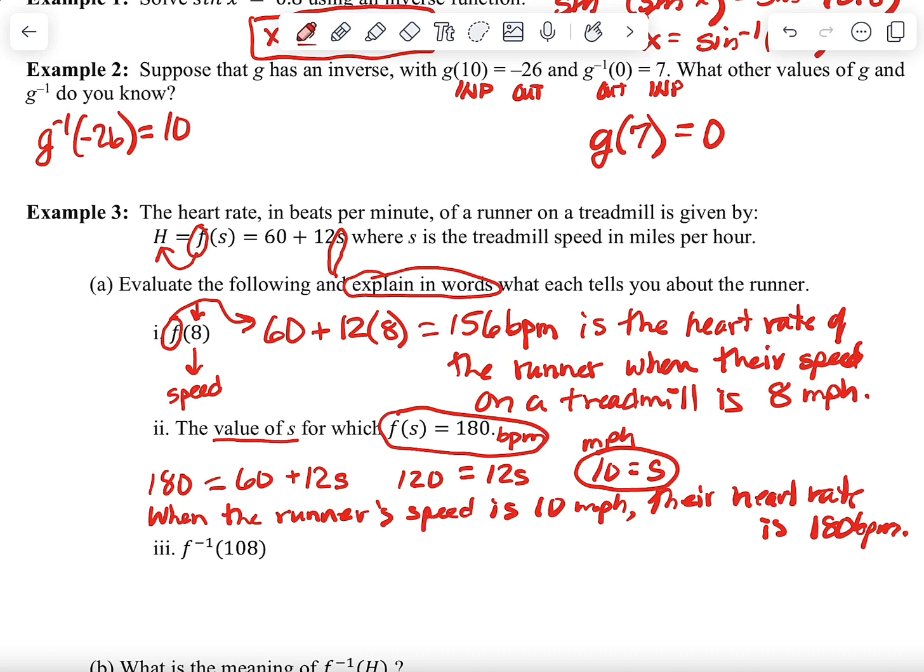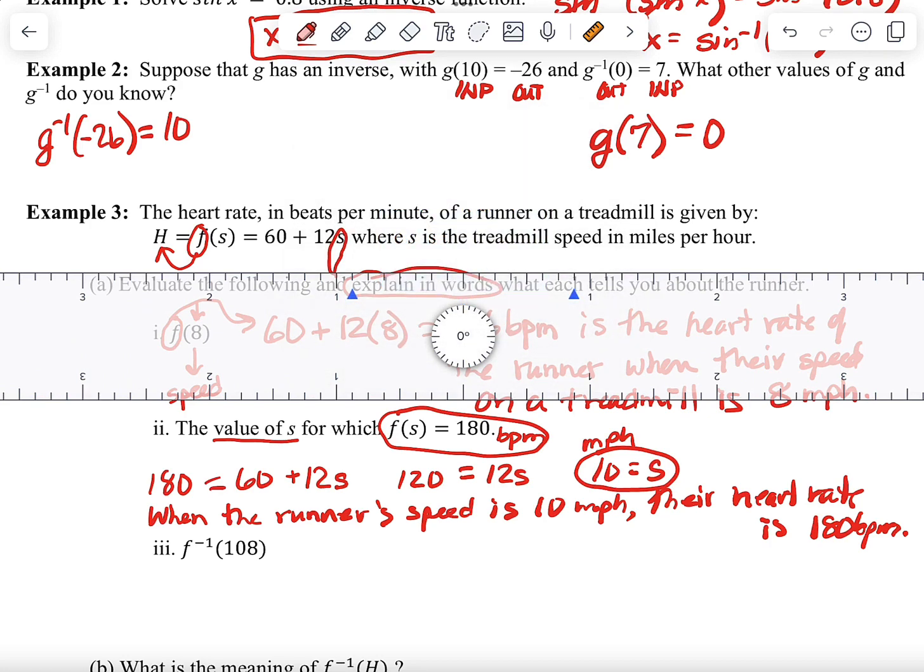And then finally, when we get to the third one, notice it's the inverse. So 108 is now, you kind of have to look back up here to the equation. If you look at the equation, you can see that, let me get my eraser out here.